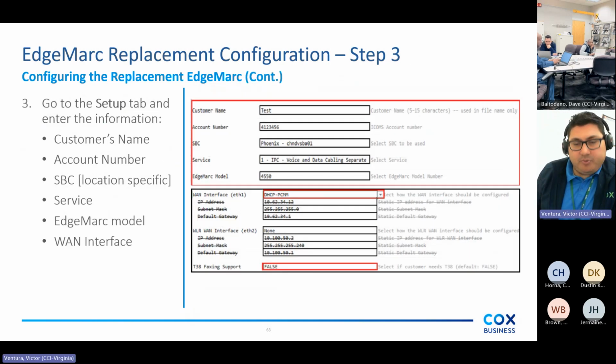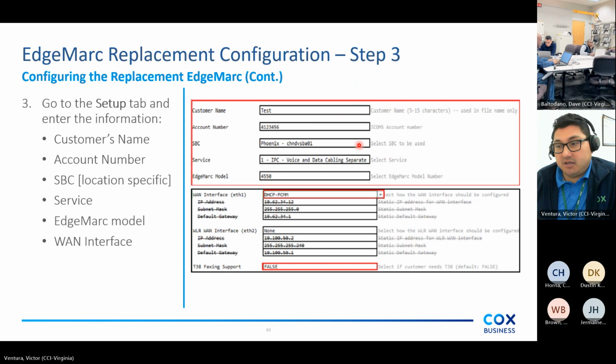But when we open up the configurator, on the top of the configurator, we're going to see all these different steps. So customer name, that will be the customer name. Account number, customer's ICOMS account number. The SBC or the session border controller, this is location specific. There will be a drop-down menu where you can select from the different markets. You want to select the market that you're installing the session border controller in. If it's Hampton Roads, Hampton Roads. If it's Nova, Nova.